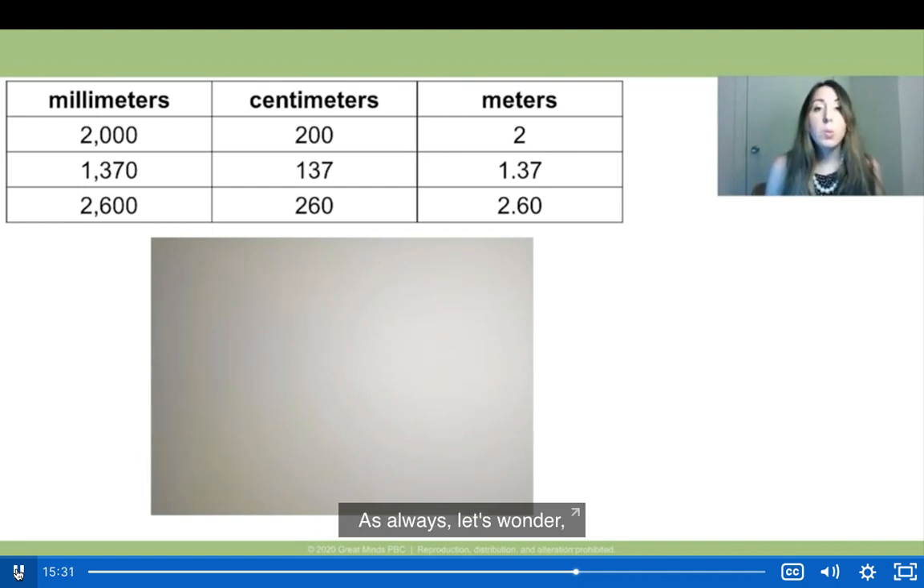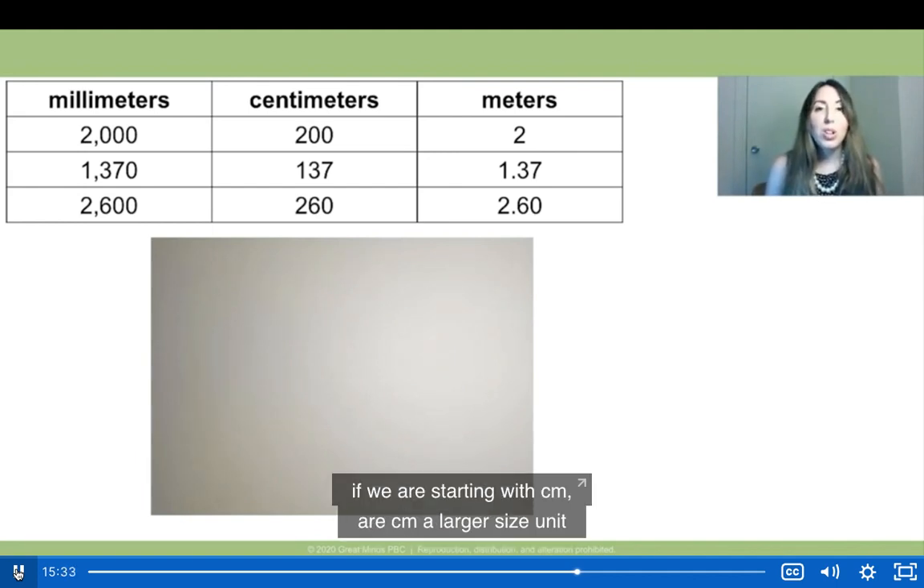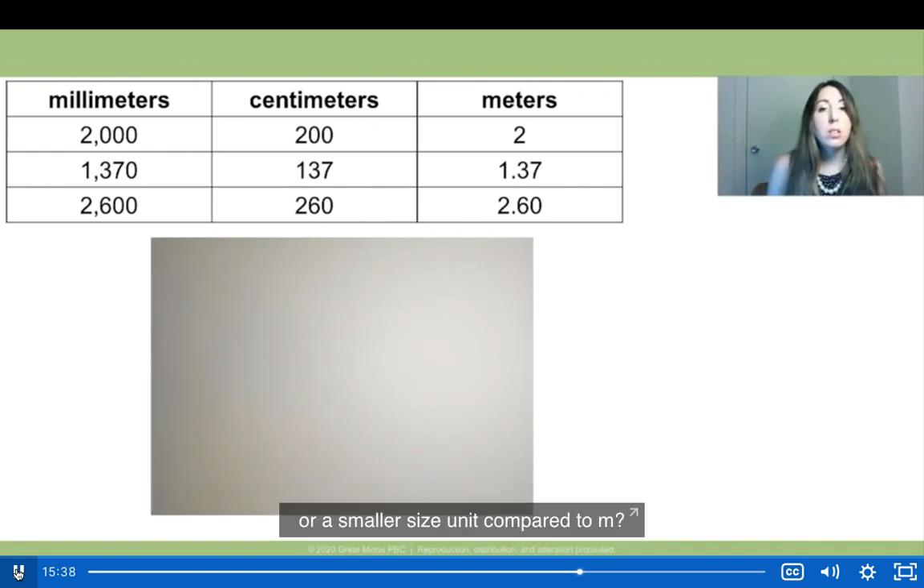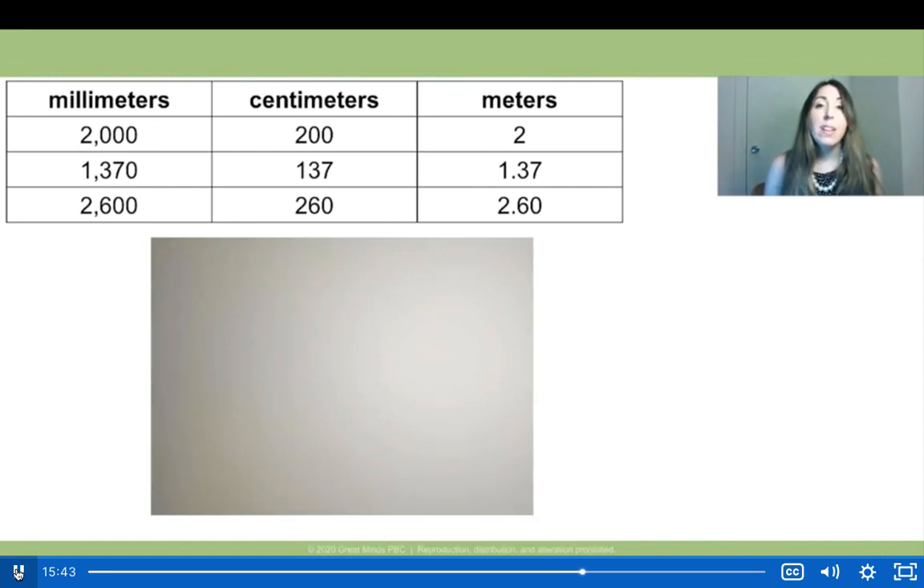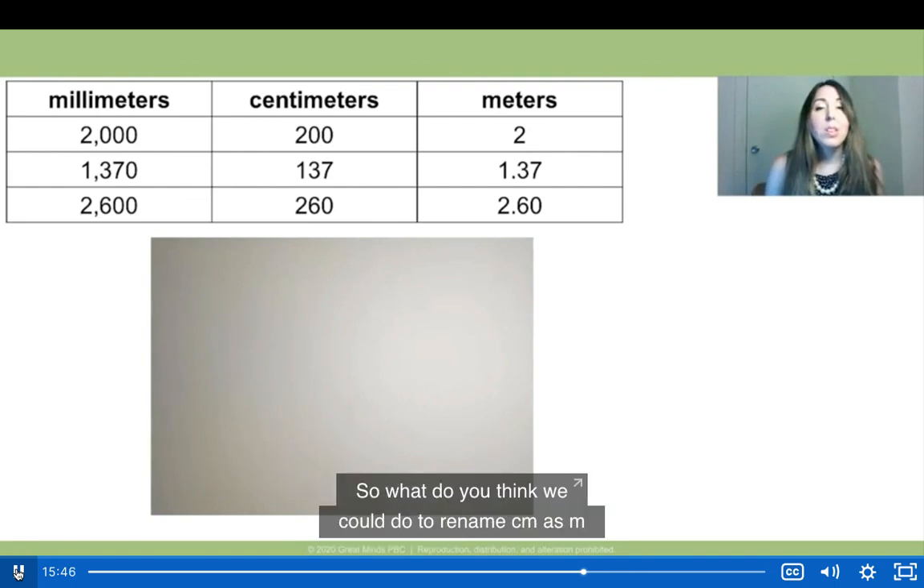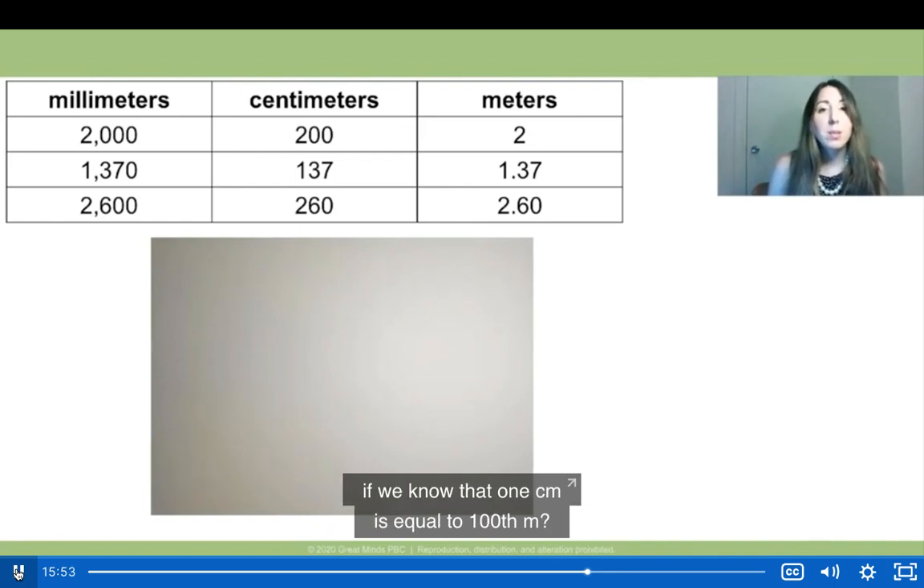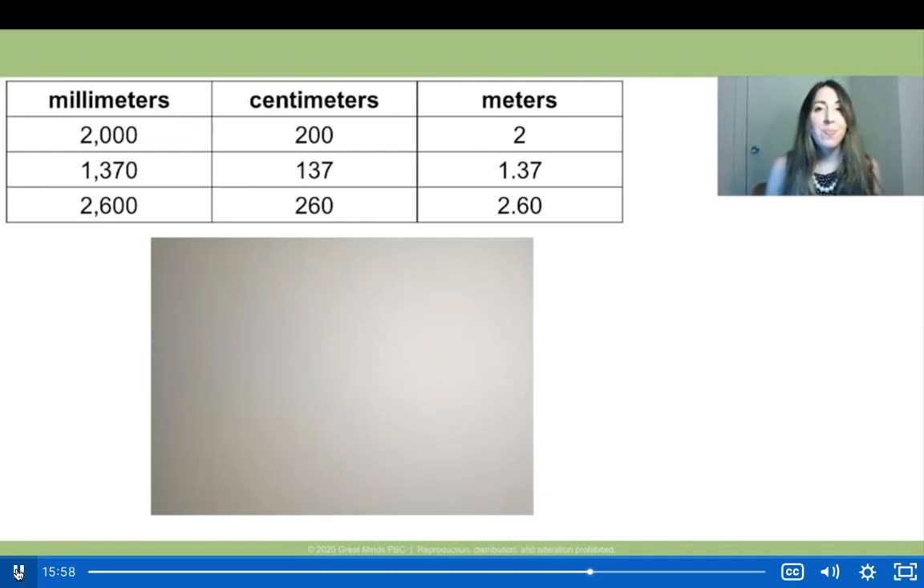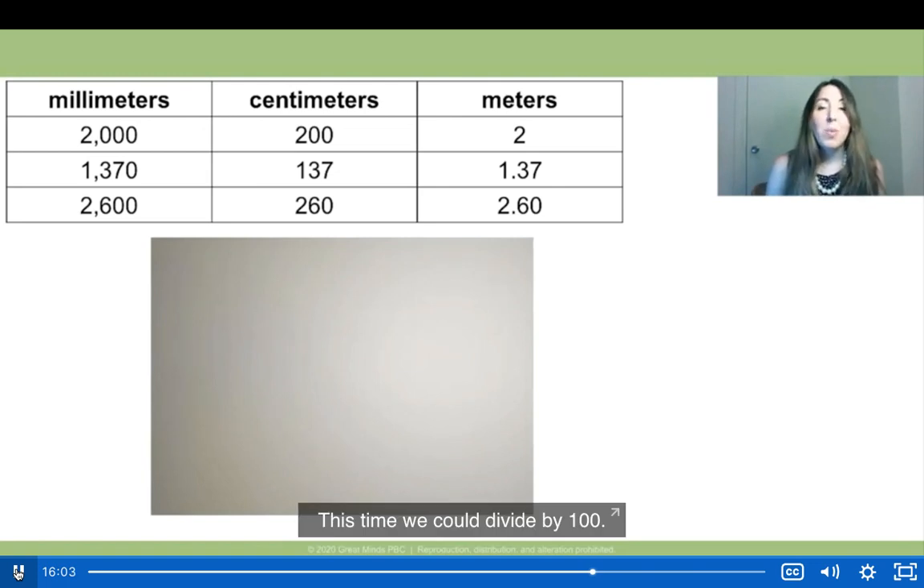As always, let's wonder, if we are starting with centimeters, are centimeters a larger size unit or a smaller size unit compared to meters? They're a smaller size unit. So what do you think we could do to rename centimeters as meters? If we know that 1 centimeter is equal to 100th meters, this time we could divide by 100.